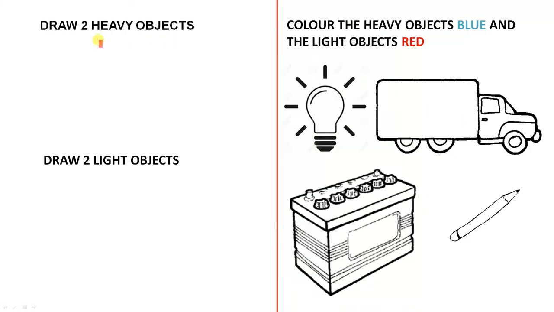Ask students to draw 2 heavy objects and 2 light objects. Students can be asked to colour the heavy objects blue and the light objects red.